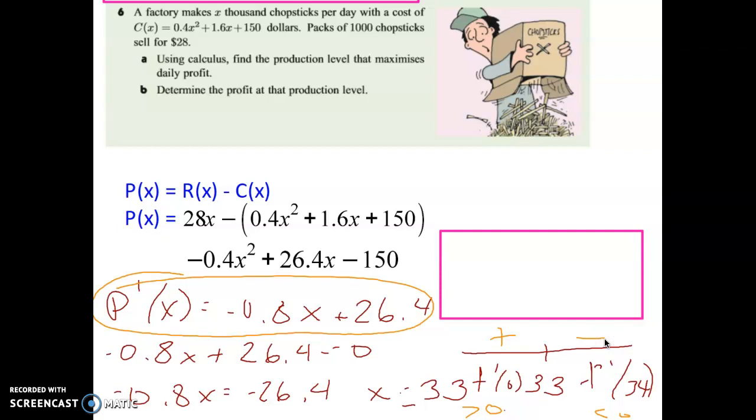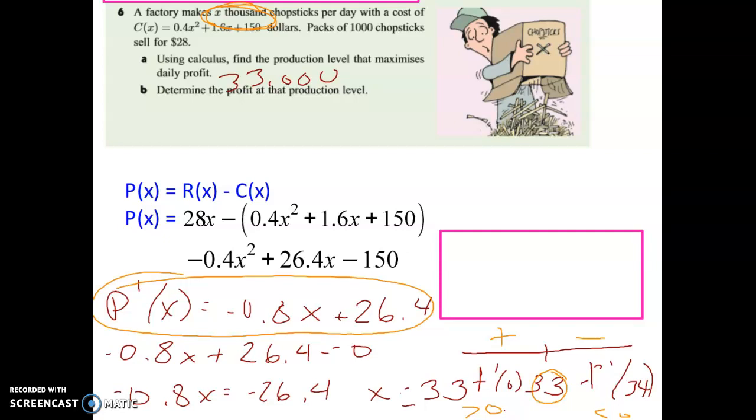So my function is increasing and then decreasing, which means that 33 is in fact a maximum value. So X being 33 does not mean that the factory is going to make 33 chopsticks. It is unlikely they would make a lot of money off of 33 chopsticks. But I see right here that it's X thousand chopsticks. So the answer to the question is 33,000, and then determine the profit at that level.